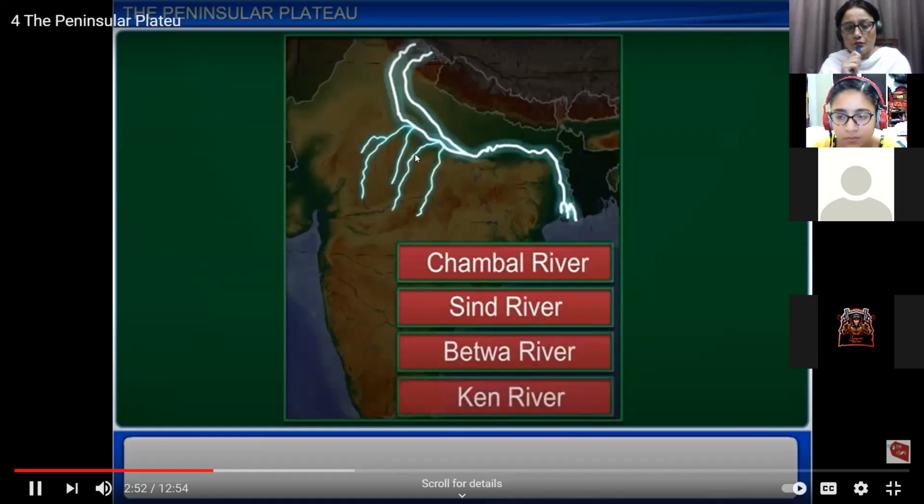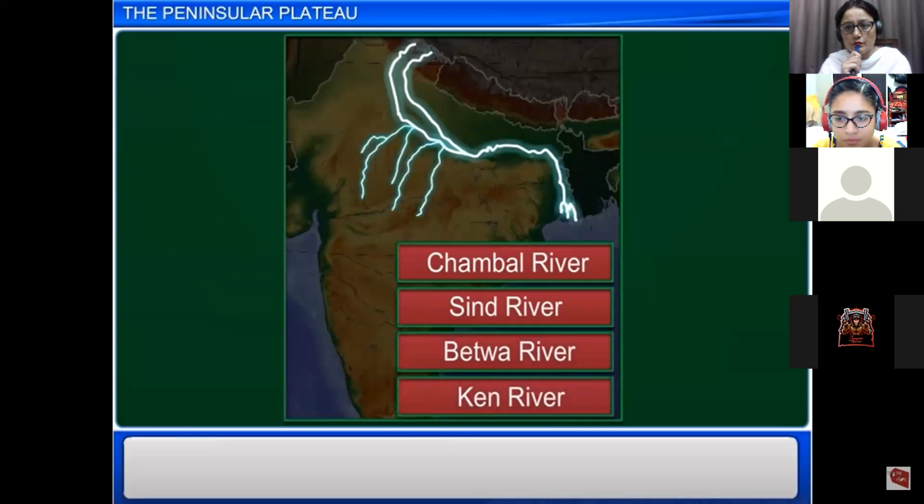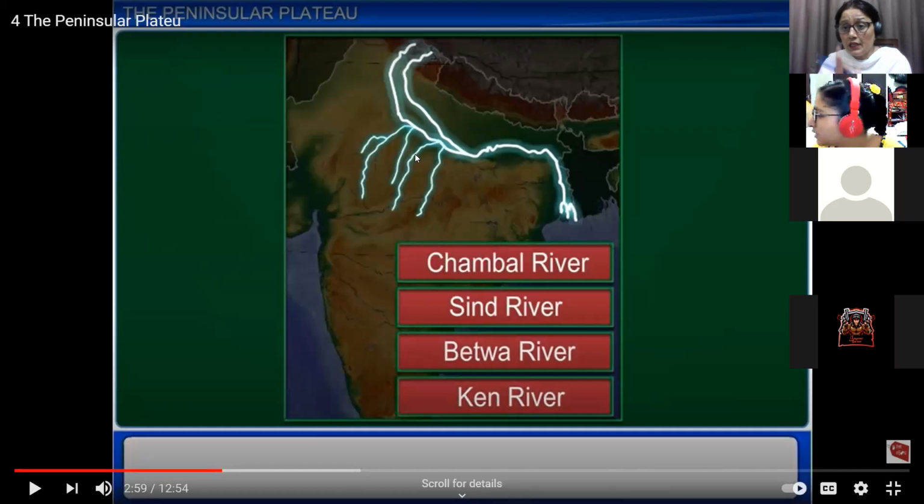As they flow from the southwest direction to the northeast direction, they give a fair indication of which way the slope is. Look, these rivers start from this area and move toward that area. What does this indicate here?